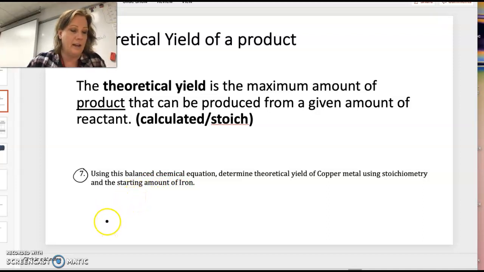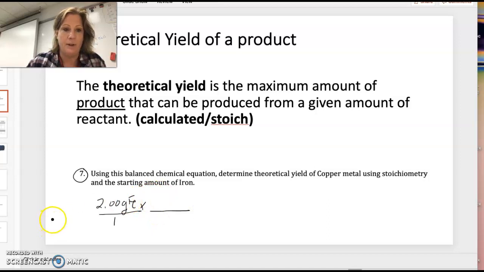So for me, let me use my data. I had 2 grams of iron. So I would want to convert that into grams of copper, and that would be theoretically how much I should have made. So I'm going to let you guys take your value and calculate it out. So pause the video and do that.